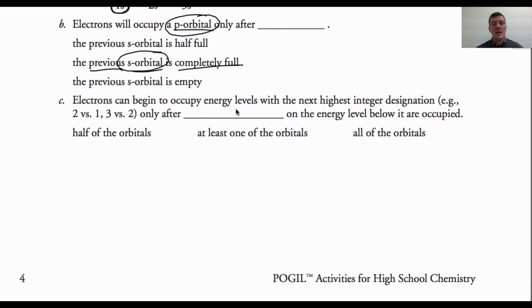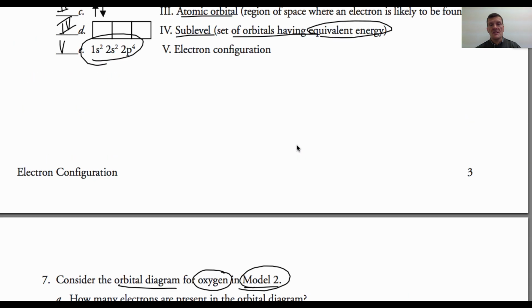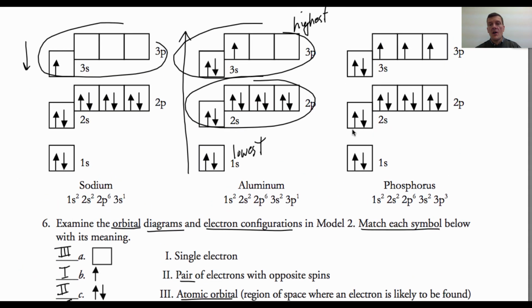Electrons can begin to occupy energy levels with the next highest integer designation. That means 1, 2, 3, that's the big number. Only after all of the orbitals on the energy level below it are occupied. So you have to fill, we talked about this, you have to fill everything on the second energy level before you move up to the third energy level. Everything on the first energy level has to be filled before you move up to the second energy level.